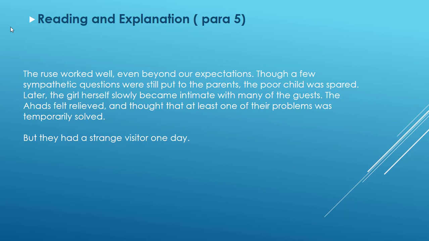In this paragraph, it is told that the chit worked wonders. The Ahads, especially Maheen, was spared from painful questions. As a result, Maheen became friendly with many guests, but it was a temporary solution. Maheen's education was a big concern for the Ahads. The ruse in first line means the scheme or method.